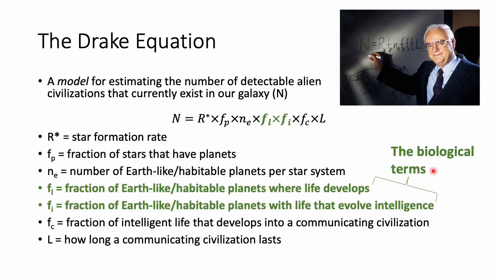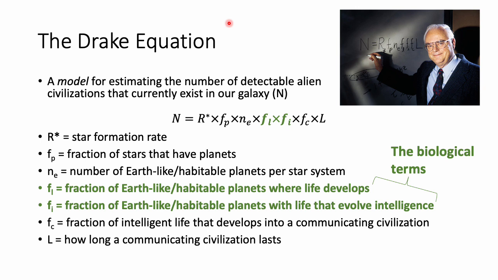And so the next two variables are biological terms. F sub L and F sub I can be considered not astronomical terms, but biological terms. F sub L is the fraction of Earth-like habitable planets where life develops. So for F sub L, if you have a perfectly habitable Earth-like planet, does it actually have life, or is it barren of life? So F sub L is sort of independent of N sub E.